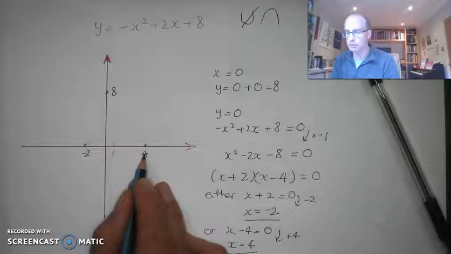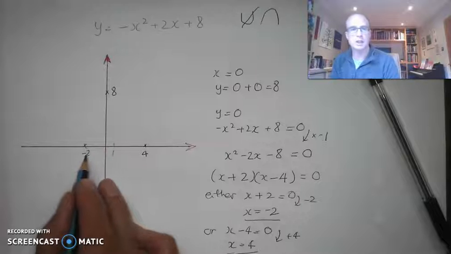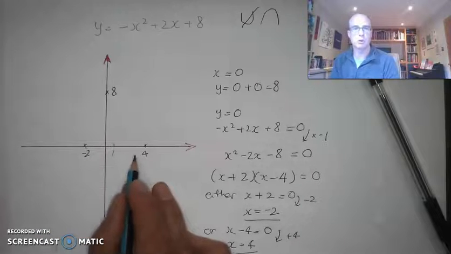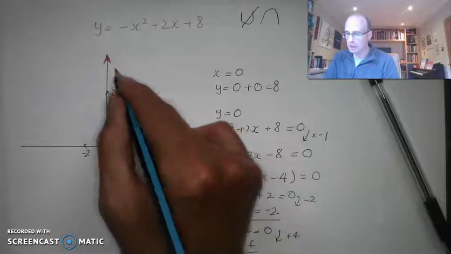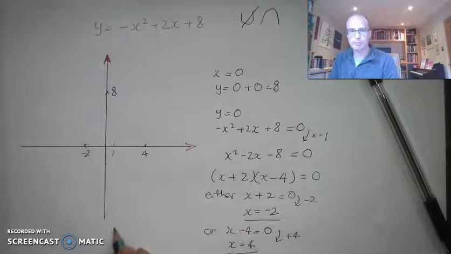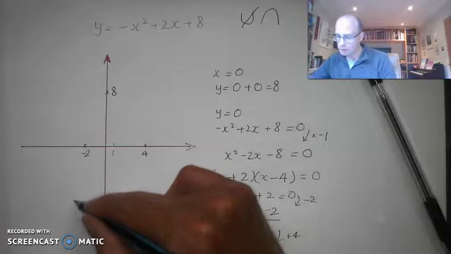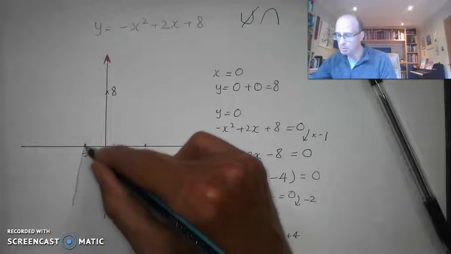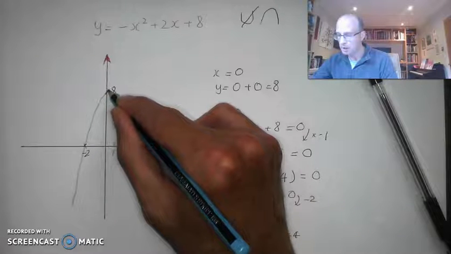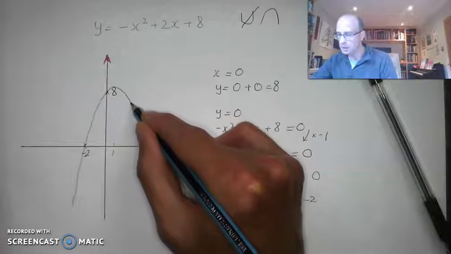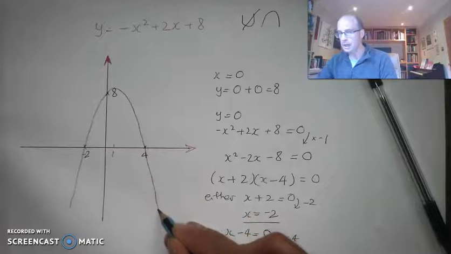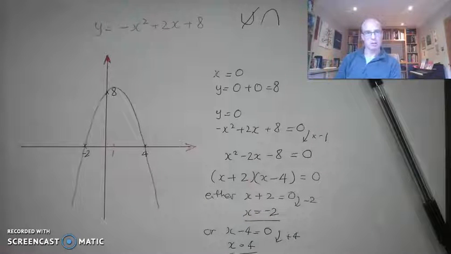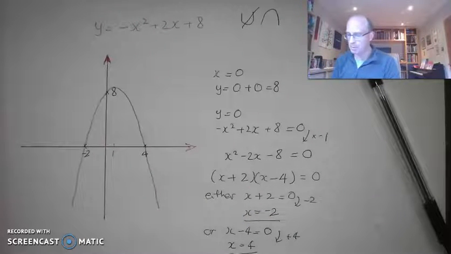So 3 up to 4, take 3 away, I get to negative 2. So that's halfway between those 2 points. My largest value is going to be along that line x equals 1. So let's have a go. Let's see if we can draw it. It needs to come up. Remember, it needs to carry on going for a little bit. Then it needs to come down through my 4 and carry on going. Oh, not too bad. I think I'm happy with that.